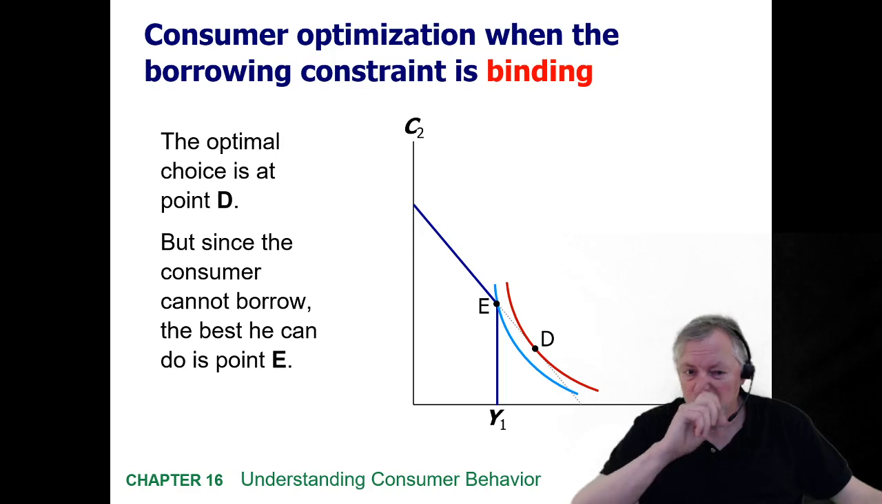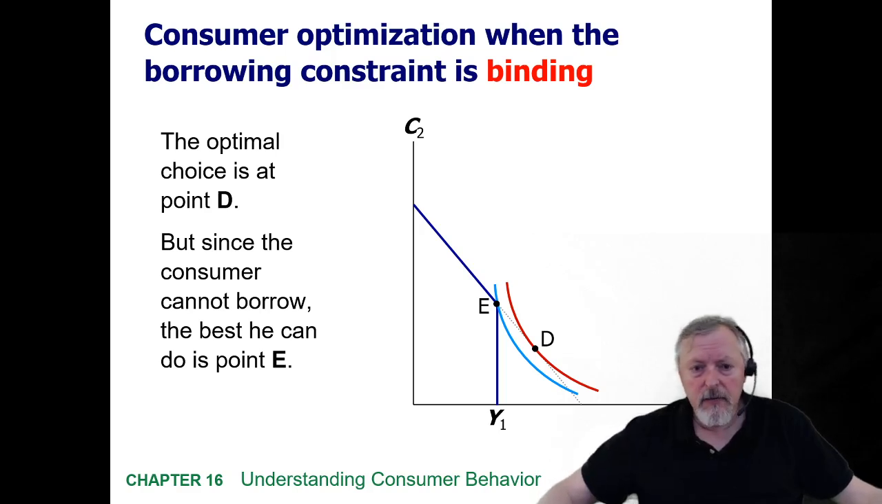Here's the other case, where the liquidity constraint is binding. This person would like to shift some future income forward in time to the present, but can't do it. If this person could borrow, they would be at point D on the red indifference curve.